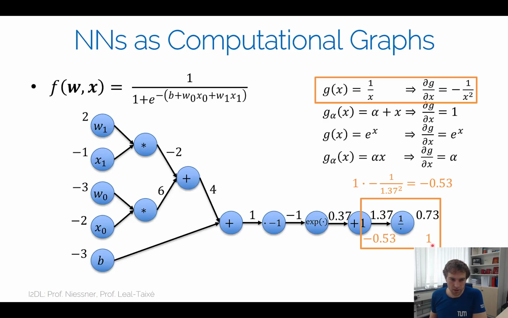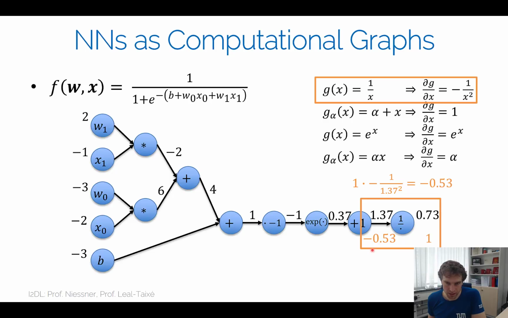So we do the same thing we have done before. We start with a 1 on the right-hand side, what we're feeding in from right to left. And now we apply again the chain rule. We're taking 1 times the derivative of this node, and we're feeding in the respective input. So it's 1 times minus 1 over x squared, and we're feeding in the 1.37 that we computed in the forward pass, and we're multiplying with this 1. So the gradient here will be minus 0.53.